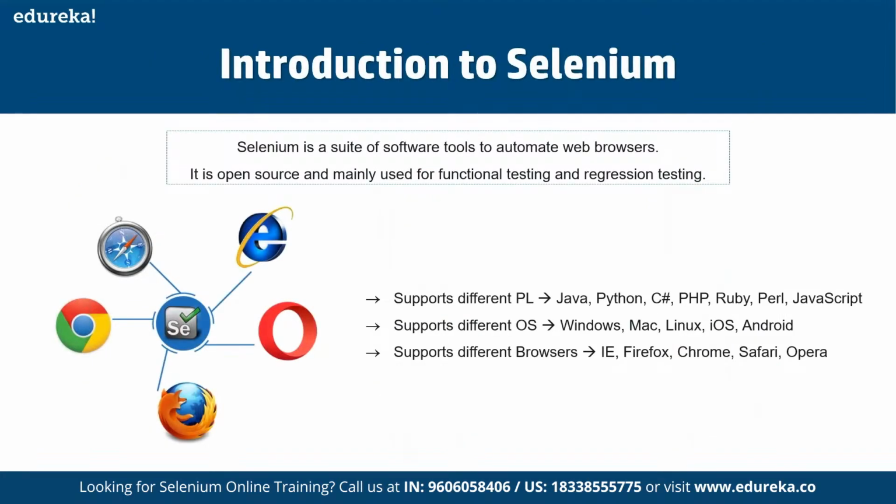Selenium is a suite of software tools to automate web browsers, and it is open source. That means there is no licensing involved in Selenium, and it is used for functional testing and regression testing as well. It supports different platforms: Java, Python, C, PHP, Ruby, Perl, JavaScript.